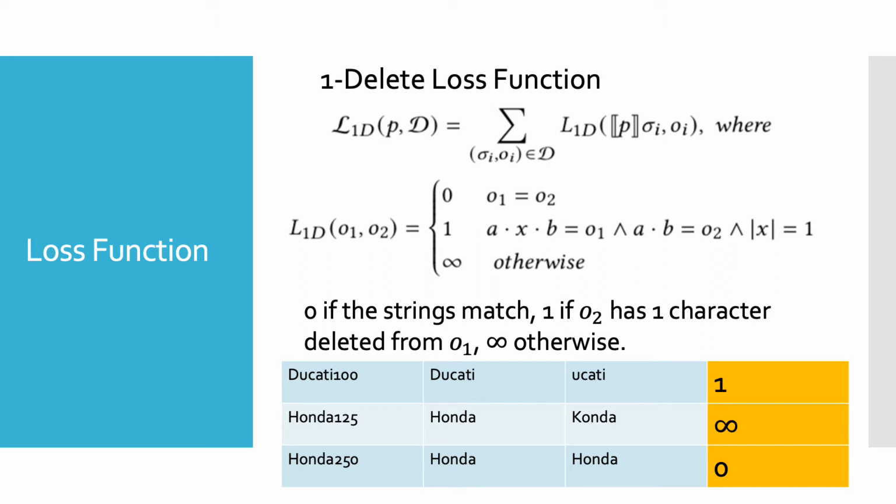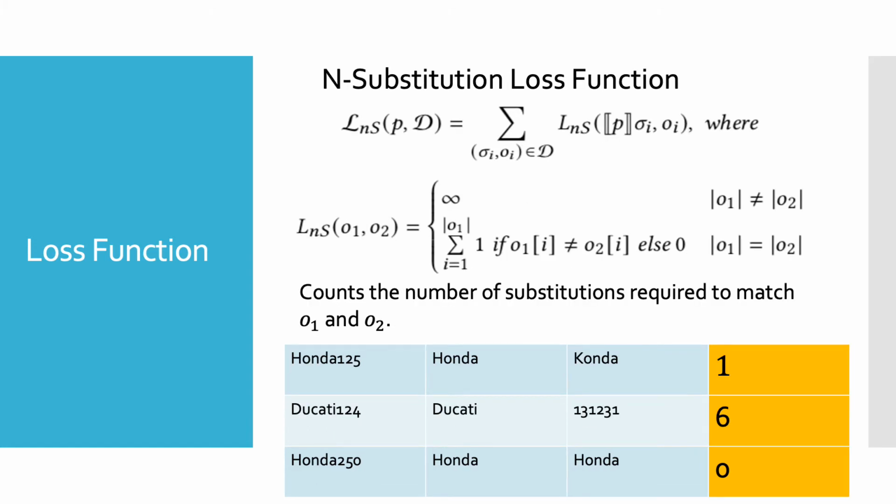We can be even more specific in our choice of a loss function. For example, this is the one delete loss function. Now let's say we have a noise source which in the worst case can only delete one character from your output string. We can then use this precise loss function to match the noise source. This loss function returns 0 if the strings match, returns 1 if the strings only differ in one character which has been deleted, and infinity otherwise. Another specialized loss function is the n substitution loss function. It counts the number of substitutions required to match these two strings.